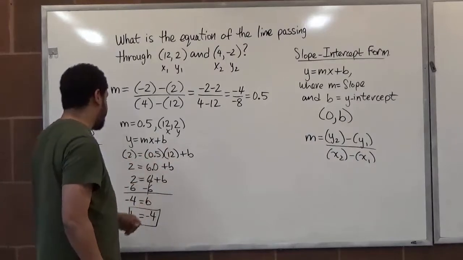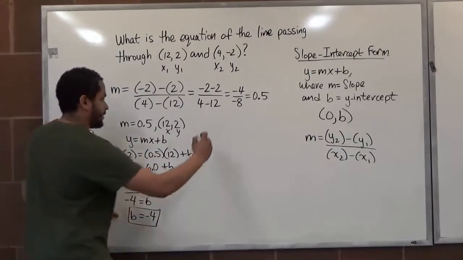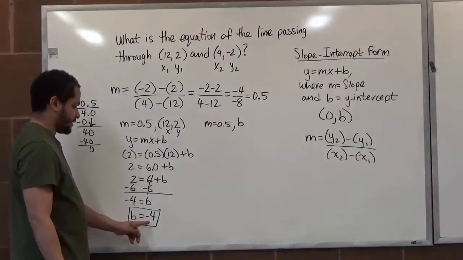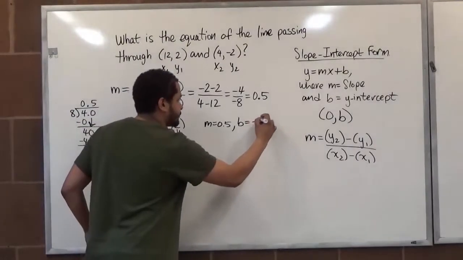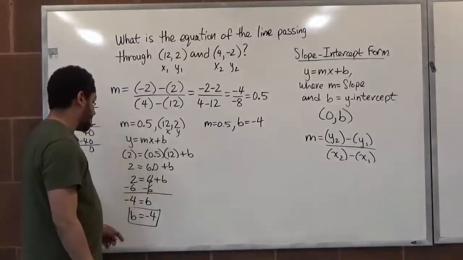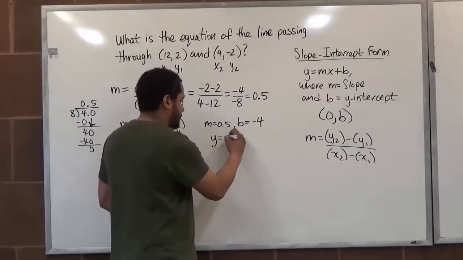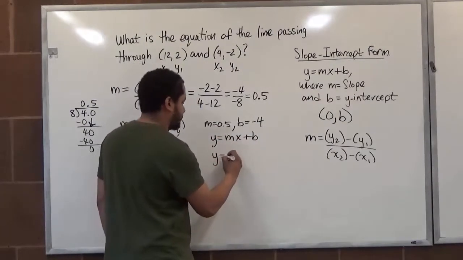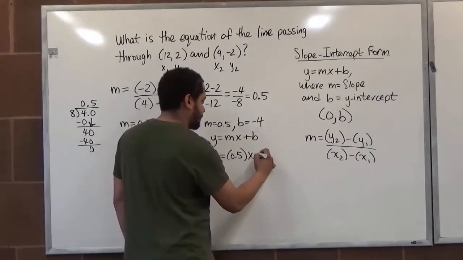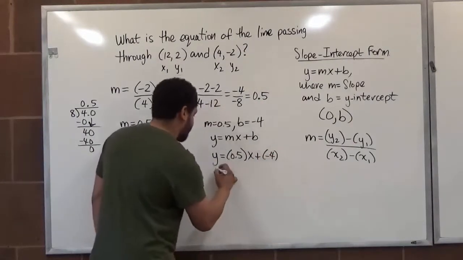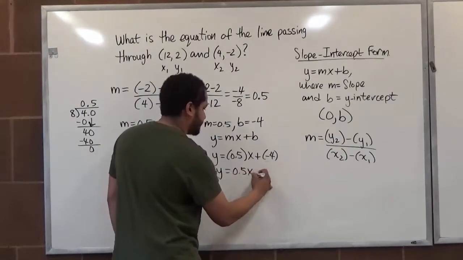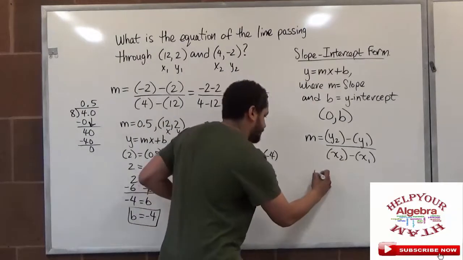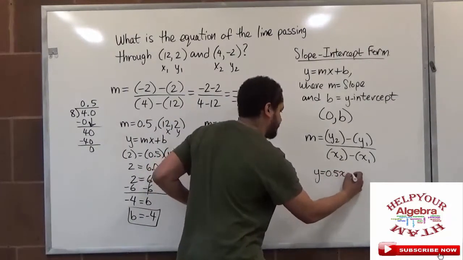Now let's calculate our equation of the line, where we have our m and our b. Our m, again, is 0.5, and our b value, the y-coordinate of the y-intercept, is negative 4. We're just going to use the slope-intercept form and insert our m and our b. So we have y = 0.5x plus negative 4, and this evaluates to 0.5x, and the positive and negative turn negative, and this is just 4. So this is our equation, y = 0.5x - 4.